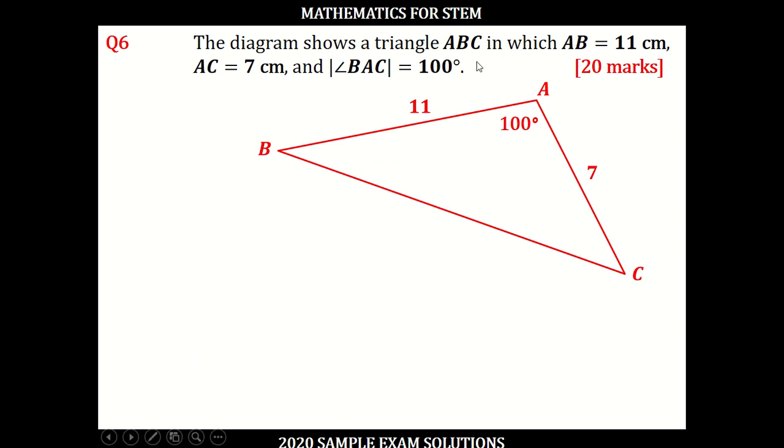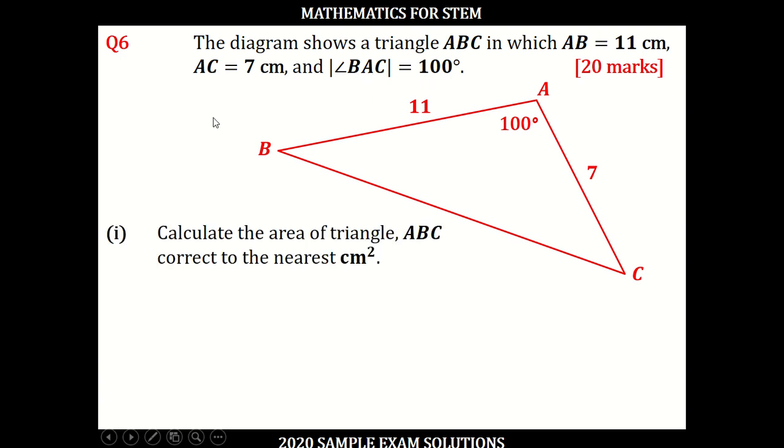Question 6 then, the diagram shows a triangle ABC in which AB is 11, AC is 7, and the measure of the angle BAC is 100 degrees. So we want to calculate the area of the triangle.